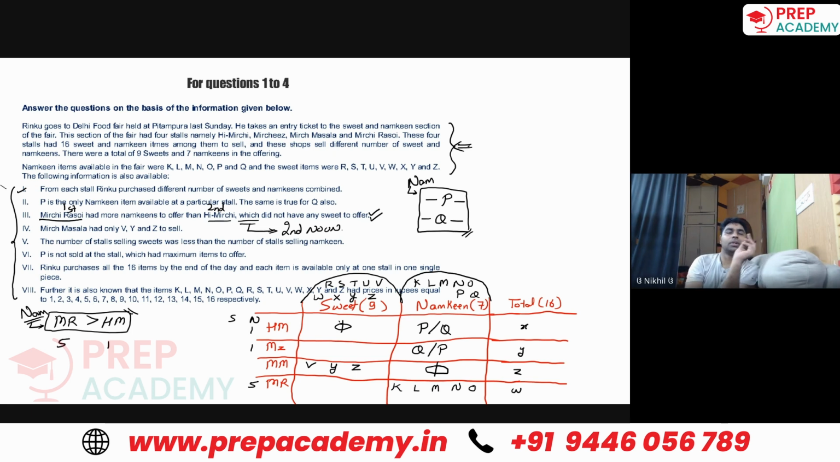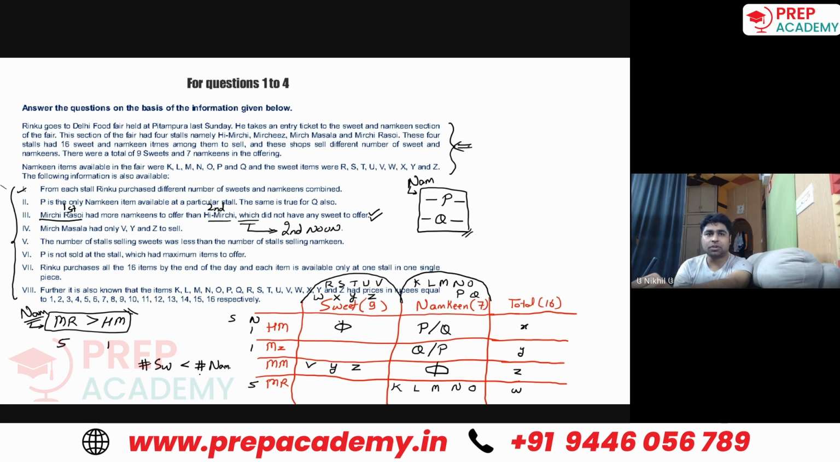Good. Now, coming to the next part. The number of stalls selling sweet was less than the number of stalls selling namkeen. So the number of stalls, number means hash. The number of stalls selling sweets is less than the number of stalls selling namkeen.